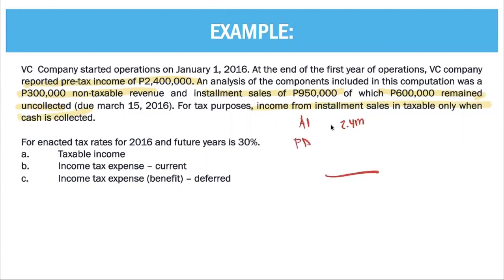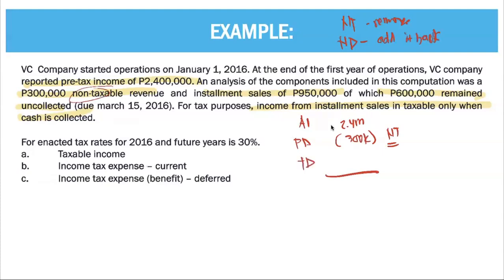So first, permanent difference. It is a non-taxable revenue. If it's non-taxable, you need to remove it. If it's non-deductible, you need to add it back. Okay? Add it back if non-deductible. So since this is non-taxable, you need to remove it. So what will we remove? The 300,000 non-taxable revenue.